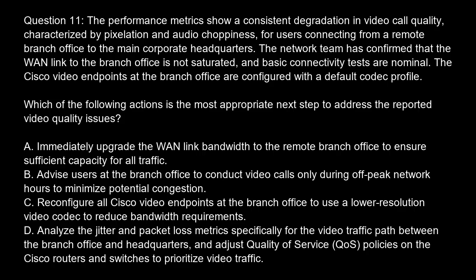Option C. Reconfigure all Cisco video endpoints at the branch office to use a lower-resolution video codec to reduce bandwidth requirements. Option D. Analyze the jitter and packet loss metrics specifically for the video traffic path between the branch office and headquarters, and adjust quality of service (QoS) policies on the Cisco routers and switches to prioritize video traffic.